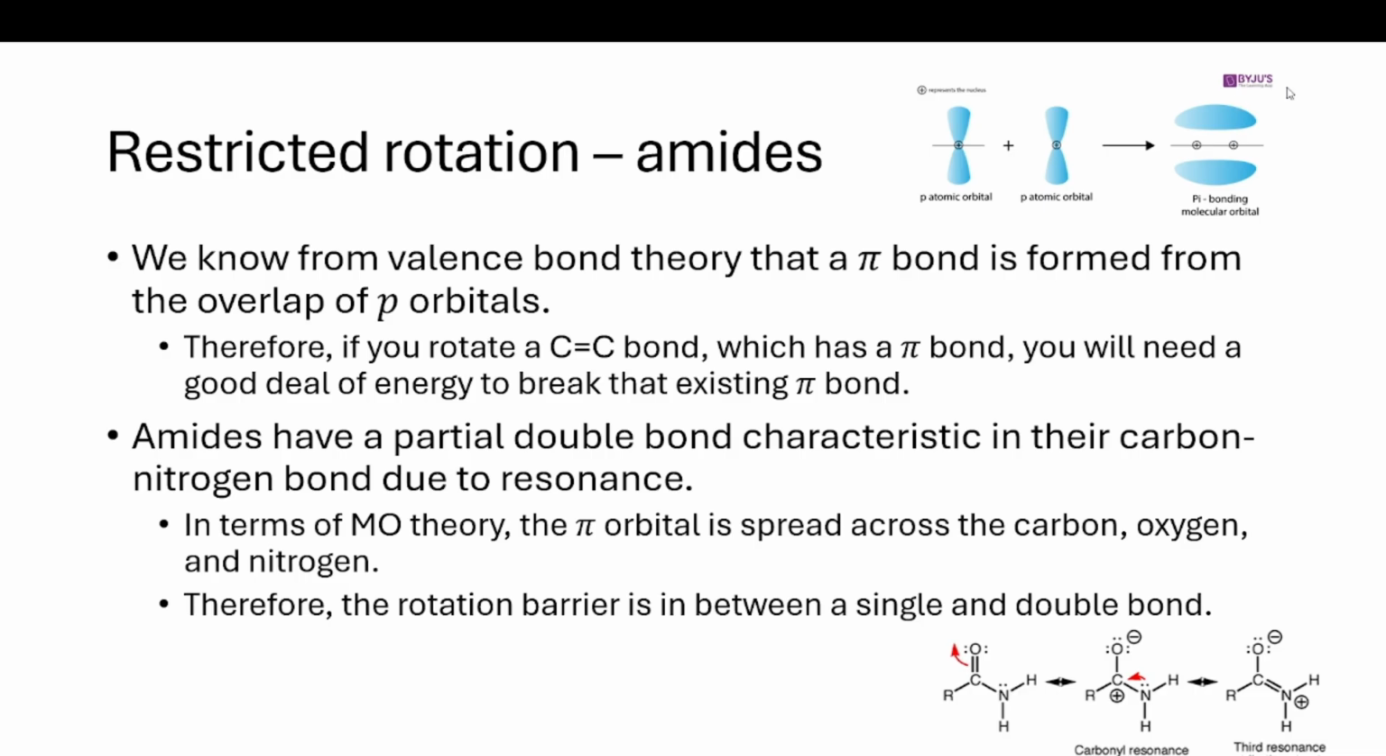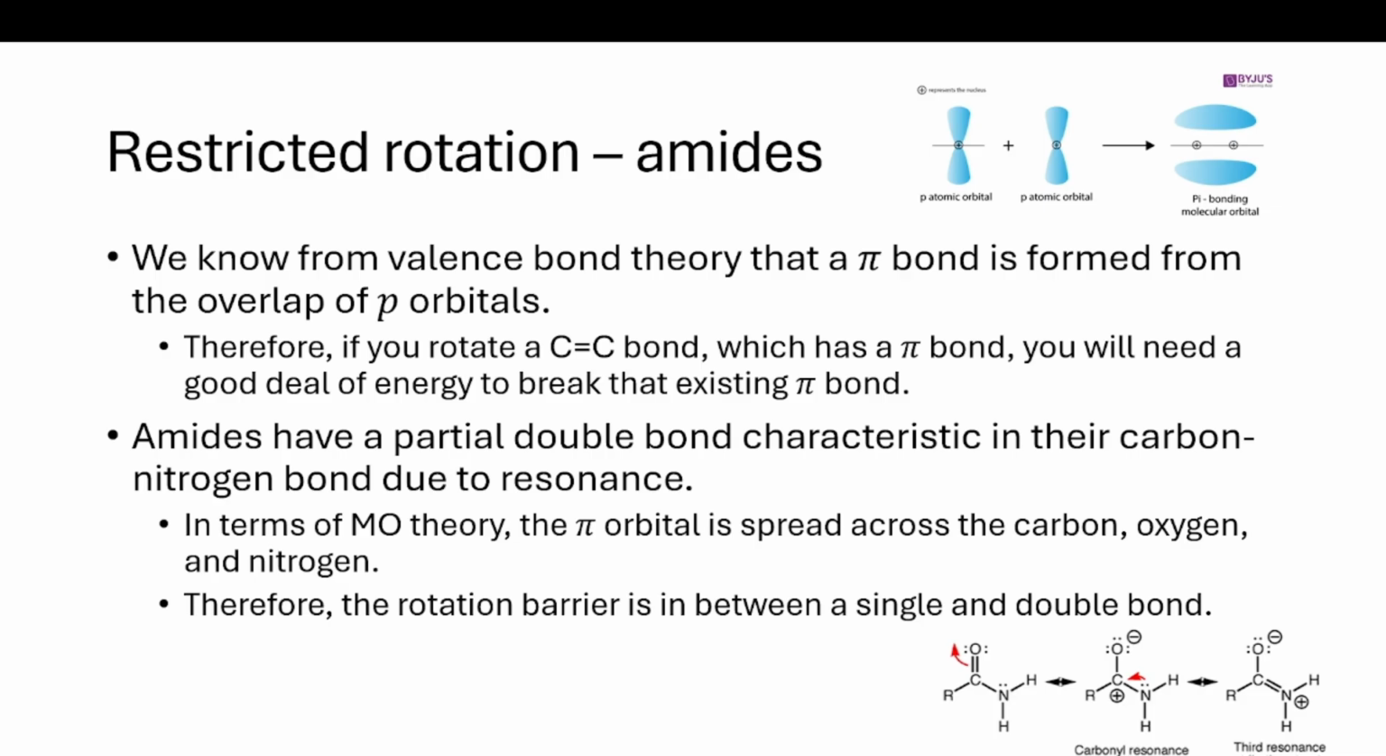Now, amides actually show a pretty interesting characteristic when it comes to partial double bonds. And that's because of the resonance structure. As you can see, I have it in the bottom here. Because of this resonance structure, sometimes you can get a carbon-nitrogen double bond, or you can have the carbon-nitrogen single bond. And so we get a partial double bond characteristic in the molecule. And in addition, in terms of molecular orbital theory, as per my past chapters, that pi orbital is spread across the carbon, oxygen, and nitrogen.